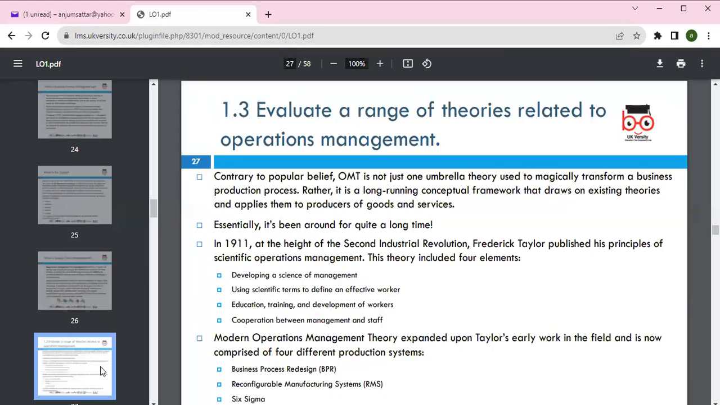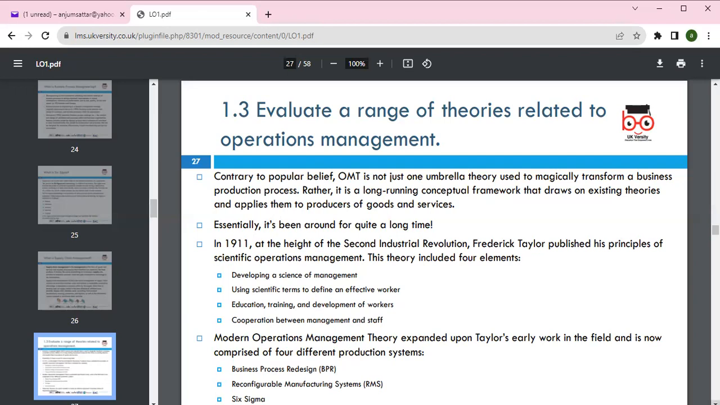Okay, so on 1.3, evaluate the range of theory related to operational management. Operational management theory is one umbrella theory which transforms business operations, and there is a lot of discussion that is essential around the long term. In the short term, we can look at modern operational management theory, extended by F.W. Taylor, who is known as the father of the scientific school of management.